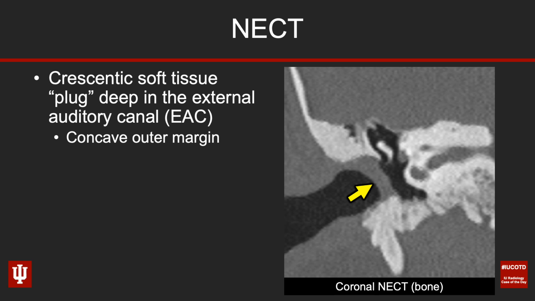Now, if you look right where the tip of that arrow is at, you can see this has a concave outer margin. And that's something that is maybe not 100% reproducible with this, but it is an important feature that is oftentimes seen with this diagnosis and may help you a little bit in trying to decipher whether this is something else going on, one of the other potential differential diagnoses.